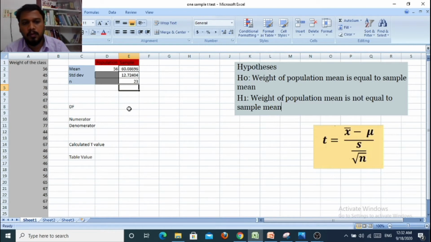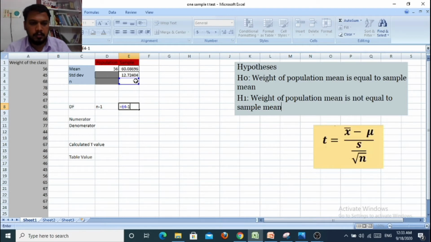Now you want to know the degrees of freedom. Degrees of freedom is denoted by n minus 1. So it is equal to n, which is 23, minus 1. Okay, degrees of freedom is 22.